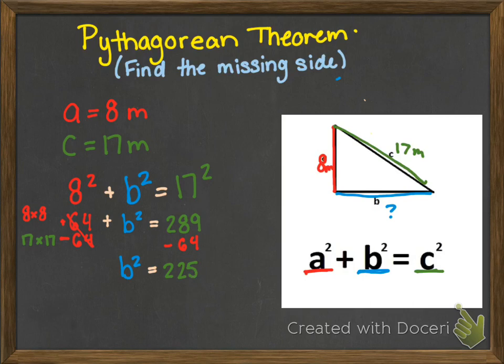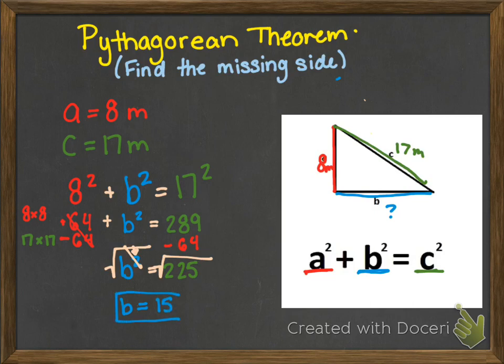Now we are not quite done. We still have this square that we need to take care of right here, and we still have to use the inverse or the opposite. The opposite of squaring something is to find the square root of that value. So we are going to take the square root on both sides, cancels out the square over here, leaving us with just B, equal sign, and then the square root of 225 is 15.